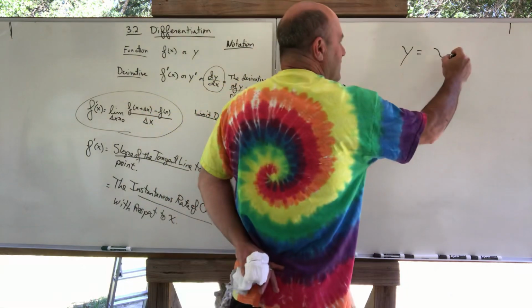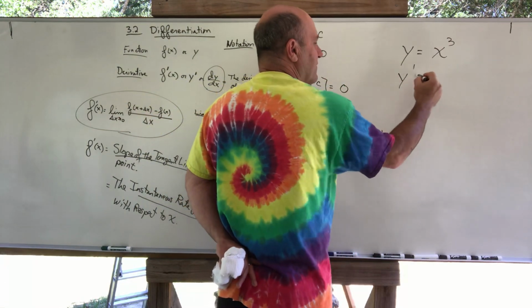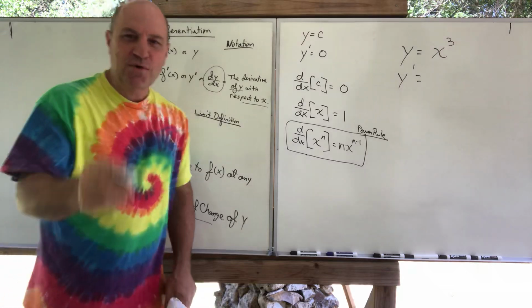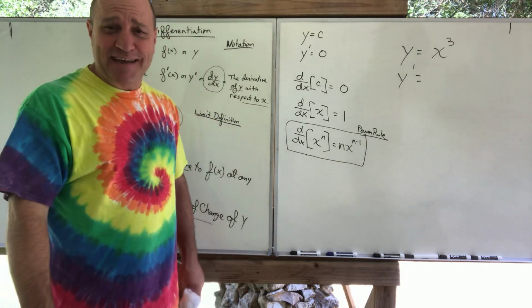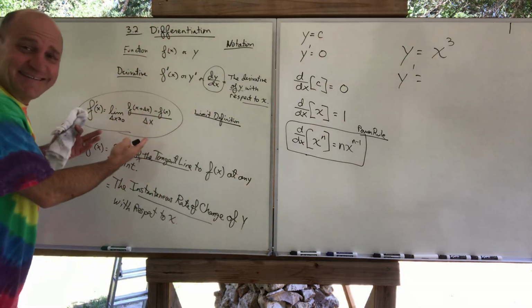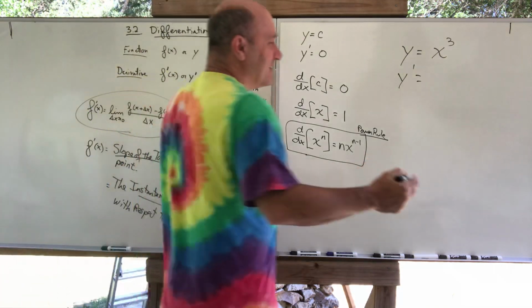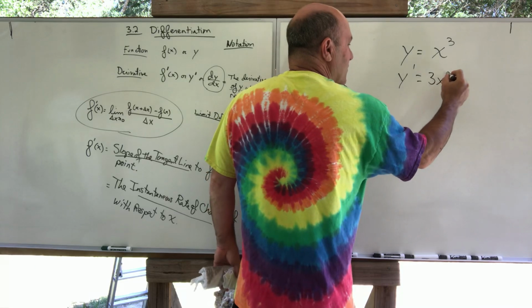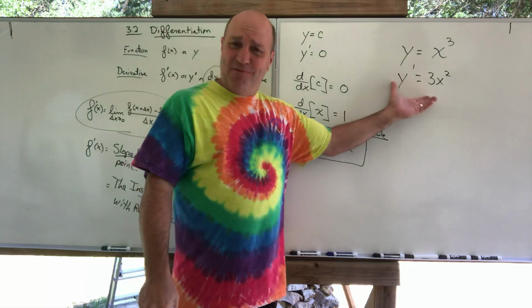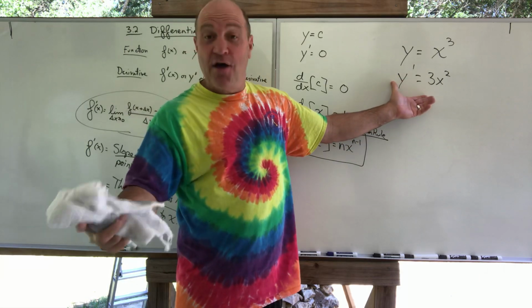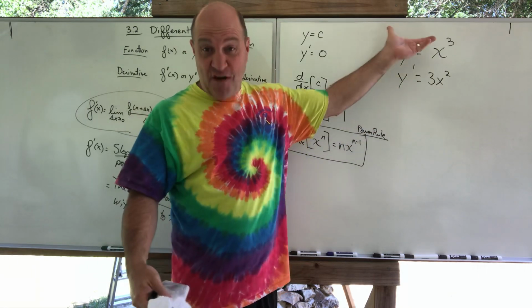If I have an x cubed, what's the derivative? According to this rule, you bring the 3 down and you subtract 1 from the power. You're done in 2 seconds. You sure don't want to do it like this, do you? 2 seconds. You bring the 3 down, x squared. And what is this? It's the derivative. What is it? It's a little formula that tells me the slope of the tangent line to this function.